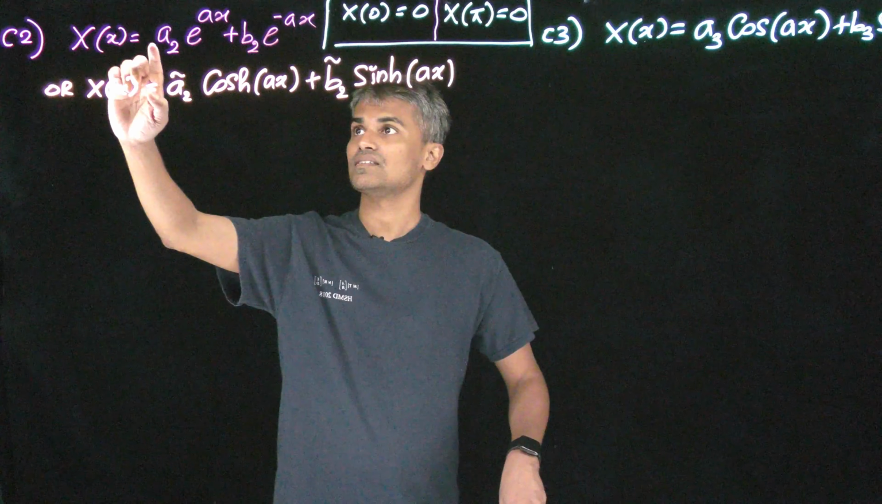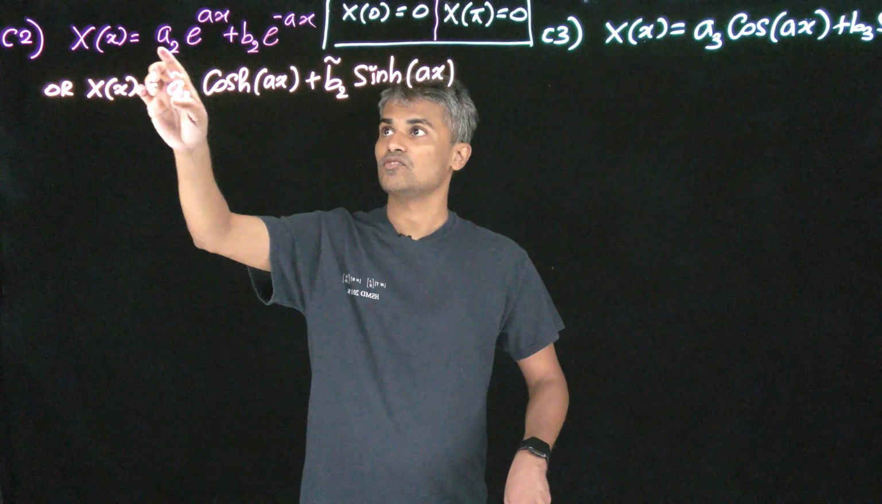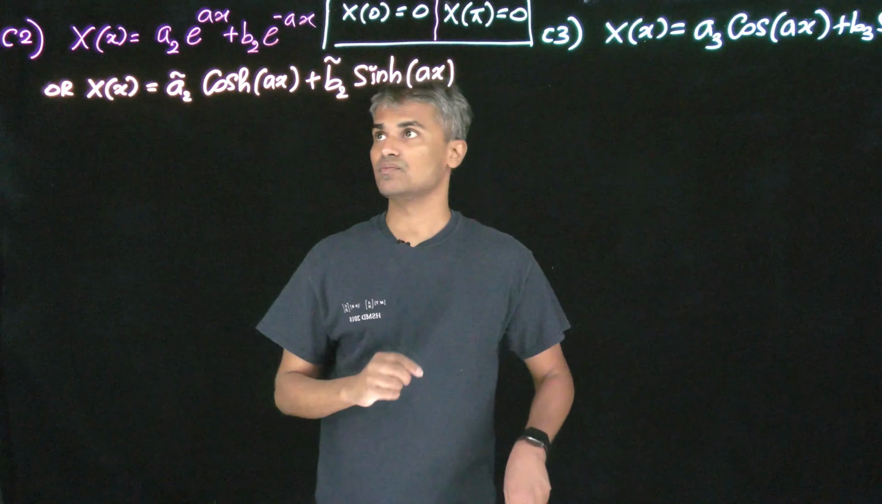Now we are going to find the values of a2 and b2 using the same boundary conditions. Okay. So this is the second case, and we have found big X of x equals a2 e to the ax plus b2 e to the negative ax, or if you want you can use the hyperbolic trig functions to express the same solution set. Now I am going to consider this the first equation to find the values of a2 and b2.